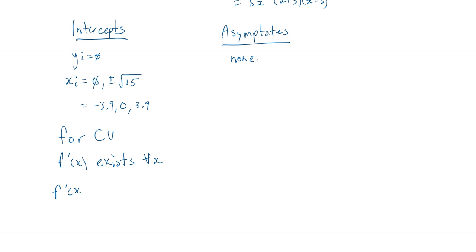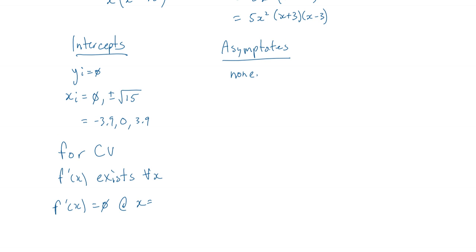F prime at x equals 0 at x equals what? 0, and plus minus... 2, 3, negative 3, 0, and positive 3. I like to do them in order just because that's how I'm going to graph them, but you don't have to do that, obviously.